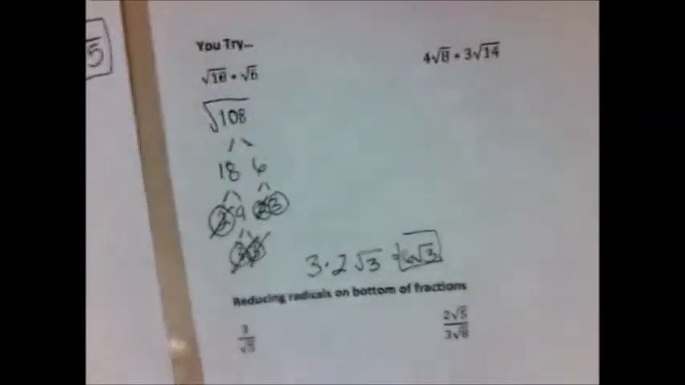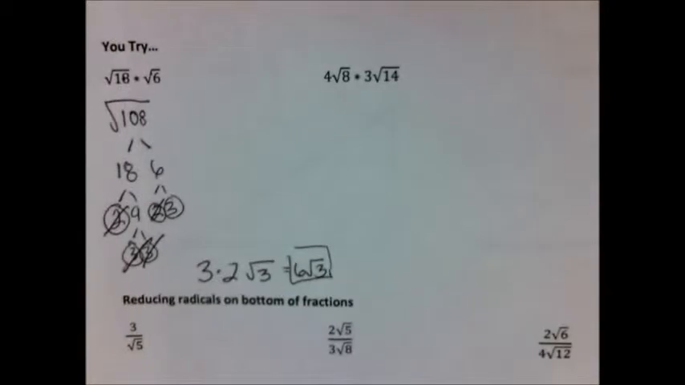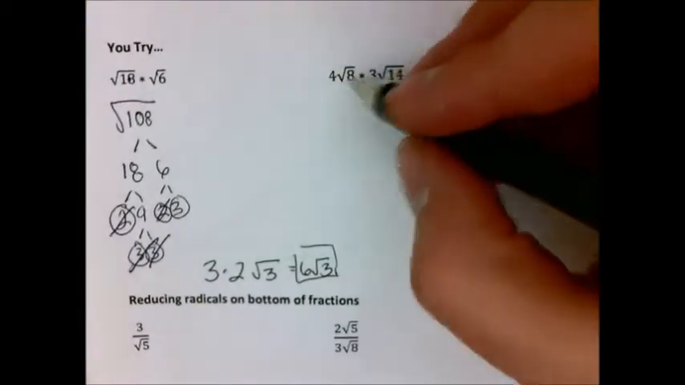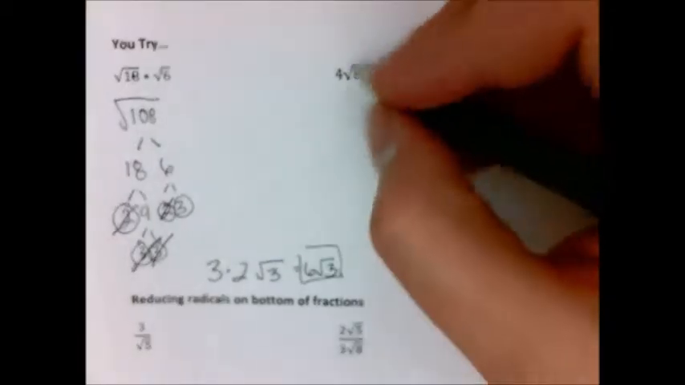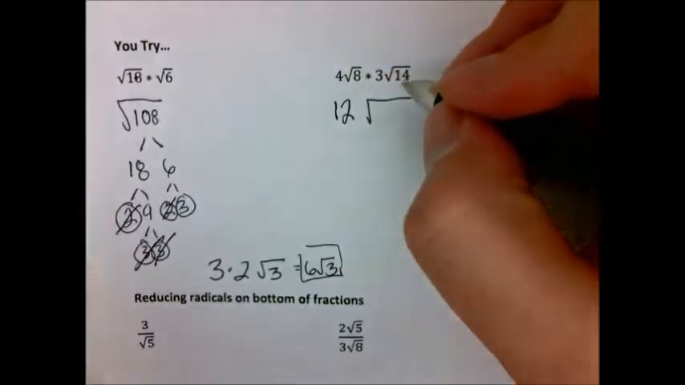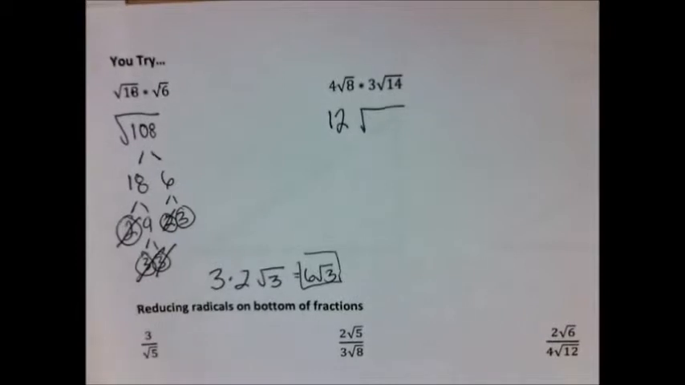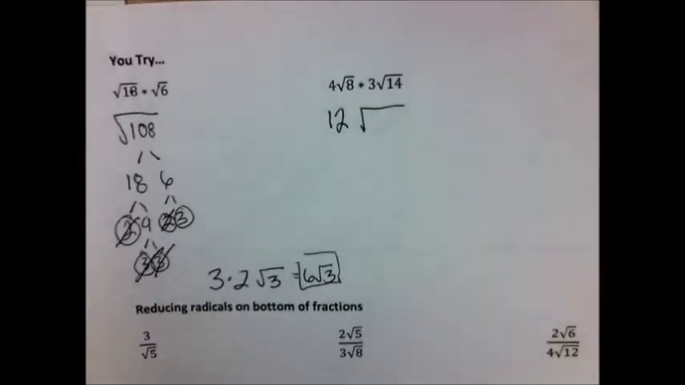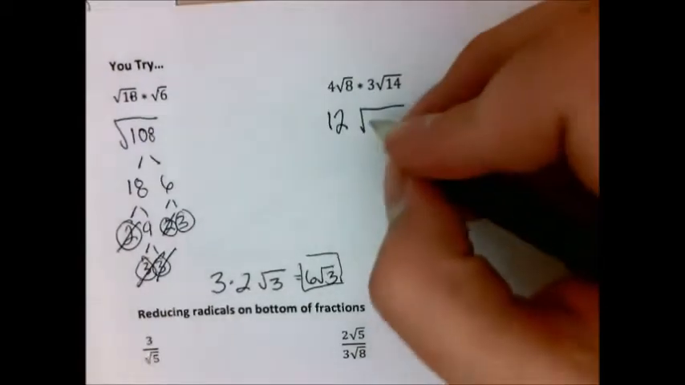Alright, next one. Same idea. Multiply the outsides together, multiply the insides together. So 3 times 4 is 12. 8 times 14 equals 112.